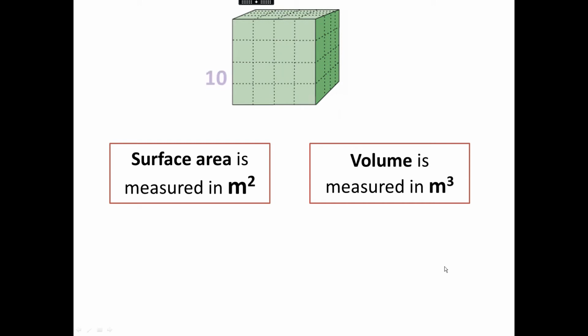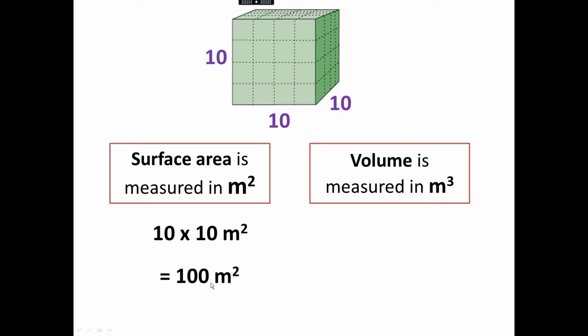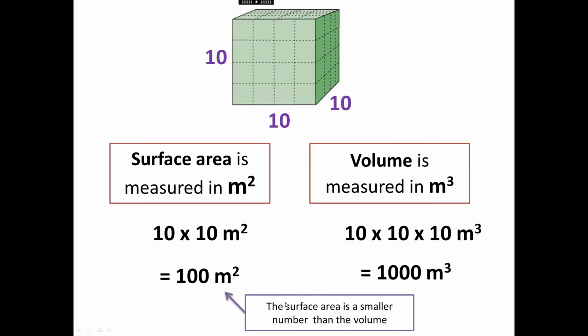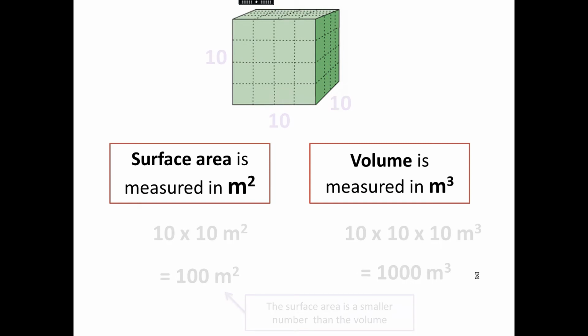Now, let's imagine instead the cube had sides of 10 meters. The surface area of one side will be 10 times 10, 100 meters squared. And if there's 6 sides in a cube, that means 600 meters squared altogether. The volume will be 10 times 10 times 10, or 1,000 meters cubed. Right, now, the surface area is normally a smaller number than the volume. The total surface area of the cube, 600 meters squared, and the volume, 1,000 meters cubed.